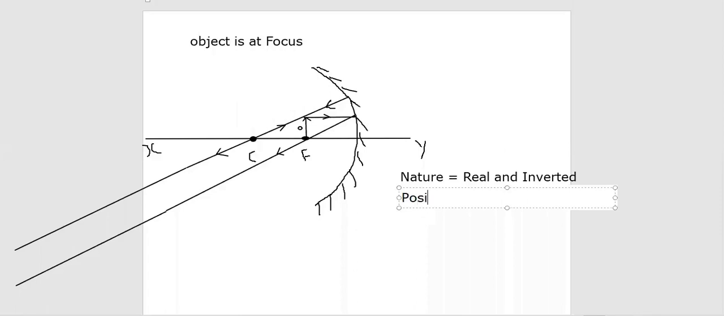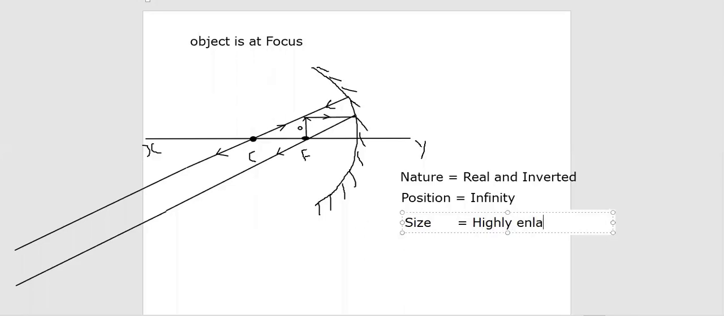Position of the image. What is the position of the image? At infinity. Where will you be getting the image? You will be getting the image at infinity. You can't see the image, but there will be an image at infinity. And size of the image. How will be the size of the image? Highly enlarged, highly magnified.